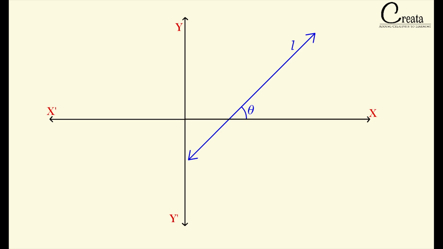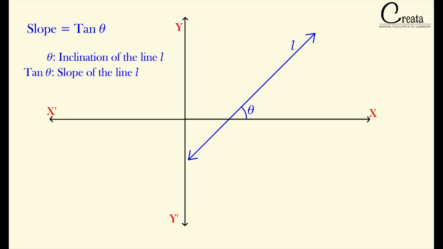So let's move further. Our next concept is the slope. Slope is also known as gradient of the line. Let's see what it is. If theta is the inclination of a line L, then tan theta will be called the slope or the gradient of the line L. So theta is the inclination of a line and tan theta is the slope of the line. Suppose the line is making angle of 45 degree with the plus x-axis. So we can say the slope of this line will be tan 45 degree, that is 1.